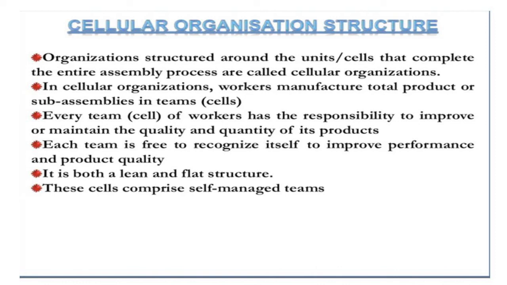Take the car division, car manufacturing. There is a company that only manufactures the body. That body unit manufacturing or body building is one of the organizational structures they will construct. Each team is free to organize itself to improve performance and product quality. It is both a lean and flat structure.